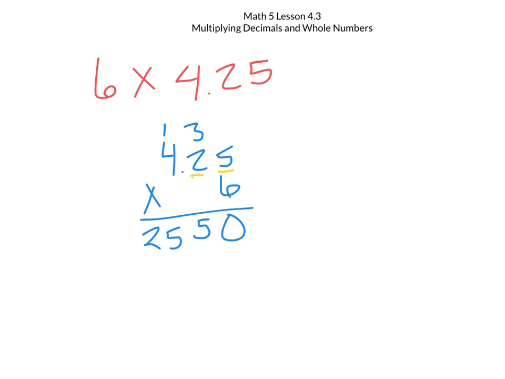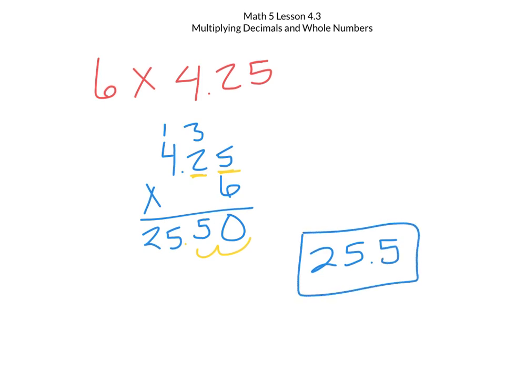Okay, now how many numbers do I have behind the decimal? 2, right? Just the 2 and the 5? So I'm going to go over twice and put a decimal. So your final answer should be 25.5. Do I have to put the 0? No. You can just leave it as 25.5. That's all you're doing for this lesson, guys.